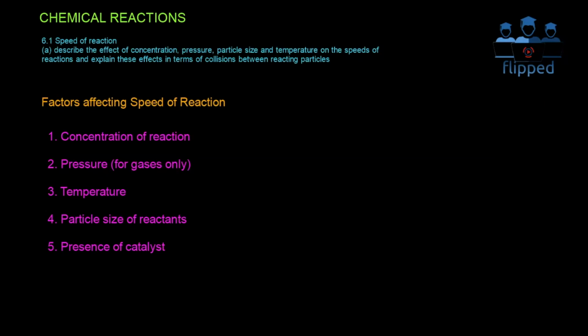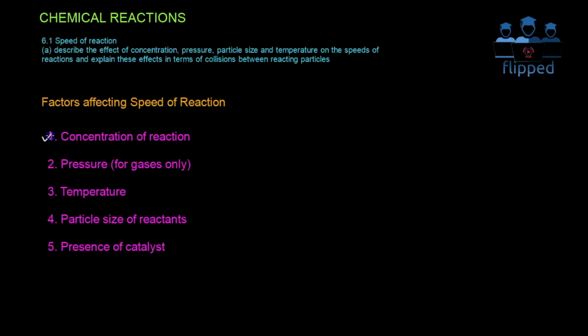Today we're on chemical reactions and we'll be focusing on collision theory. Before we get into that, there are a few factors that affect the speed of reaction, which we have talked about in the previous video. Speed of reaction is basically how fast or slow a reaction will proceed in a given setting, in a given system. So there are 5 factors that actually affect this speed of reaction.